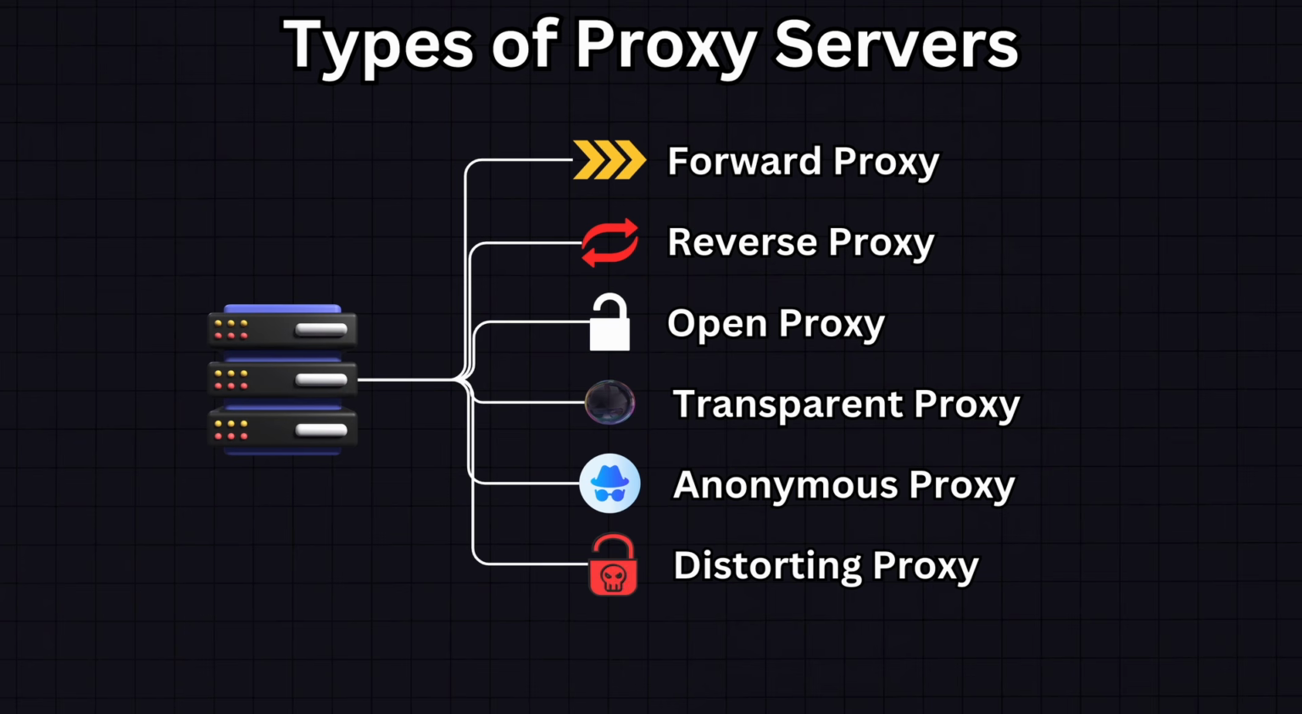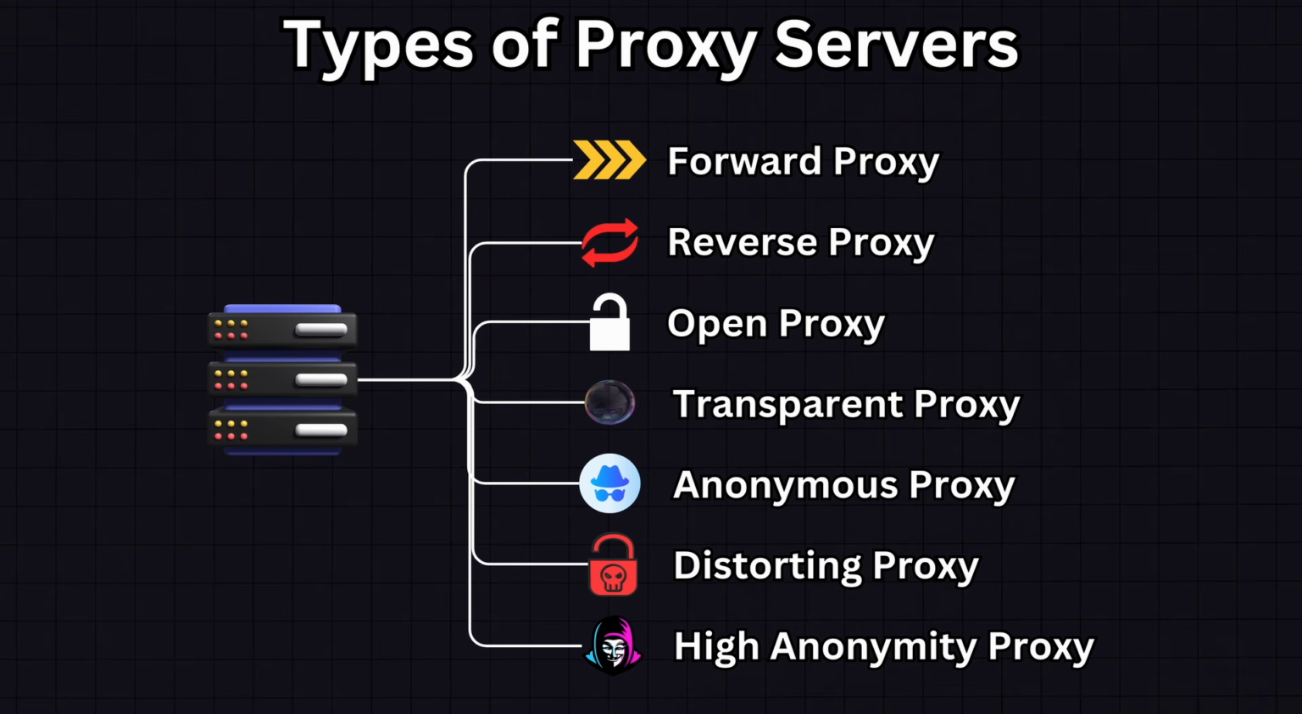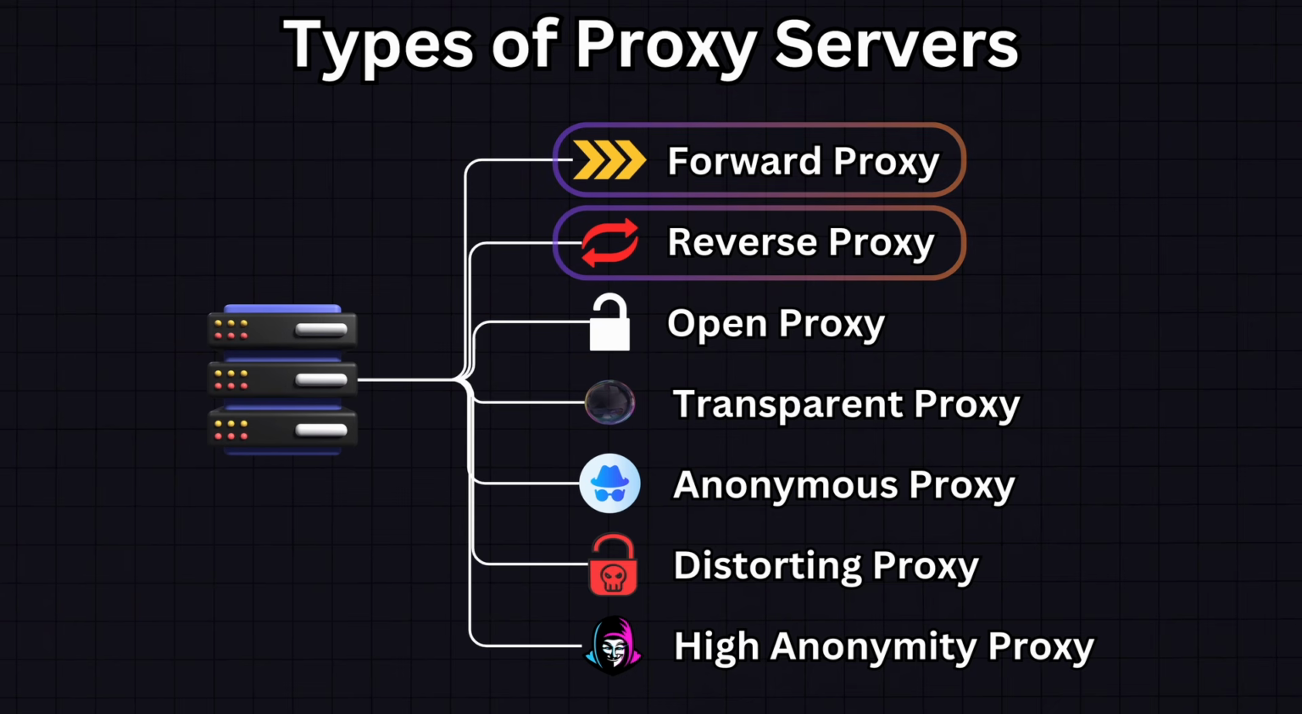We also have distorting proxies, which provide an incorrect original IP to the destination server. This is similar to an anonymous proxy, but with purposeful IP misinformation. And next popular type is high anonymity proxy or elite proxy, which makes detecting the proxy use very difficult. These proxies do not send X-Forwarded-For or other identifying headers, and they ensure maximum anonymity. The most commonly used proxy servers are forward and reverse proxies.